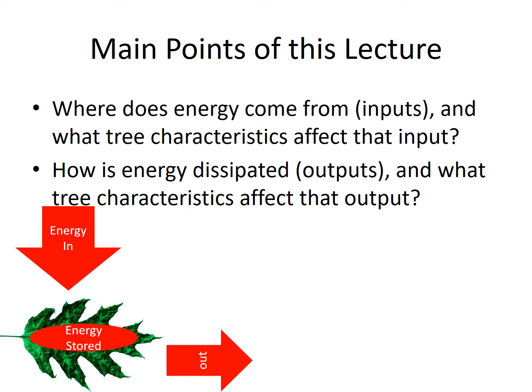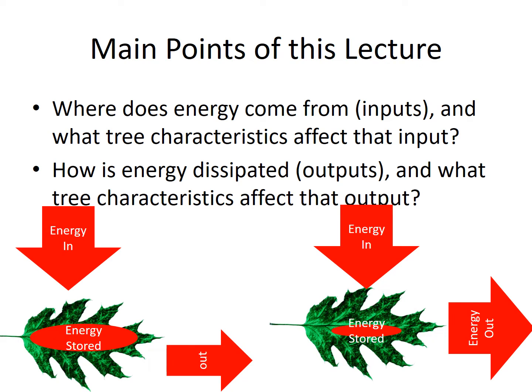So we can think about a situation where there's a relatively large energy input and a relatively small energy output, which results in a relatively large amount of stored energy, and that means the leaf temperature goes up, versus a situation where you have the same amount of energy input but a larger amount of energy output and a smaller amount of energy stored. So the leaf temperature does not rise as much or maybe stays the same. So again, we're focusing on how these energy input and output characteristics influence the energy balance and therefore the temperature of leaves and other plant parts.